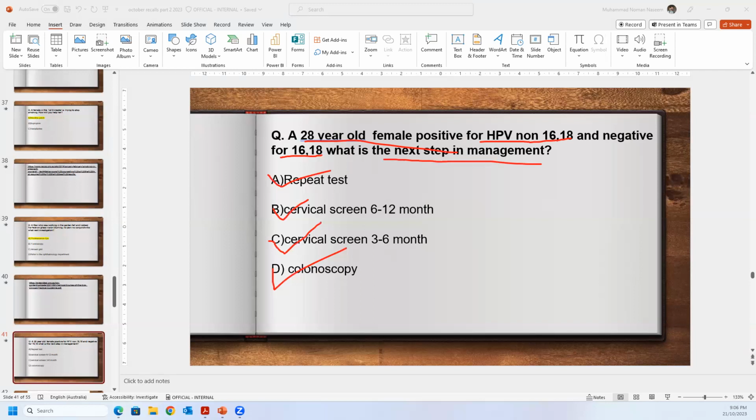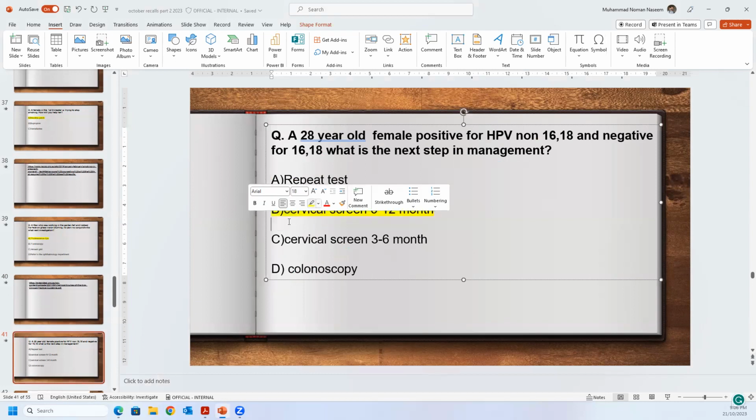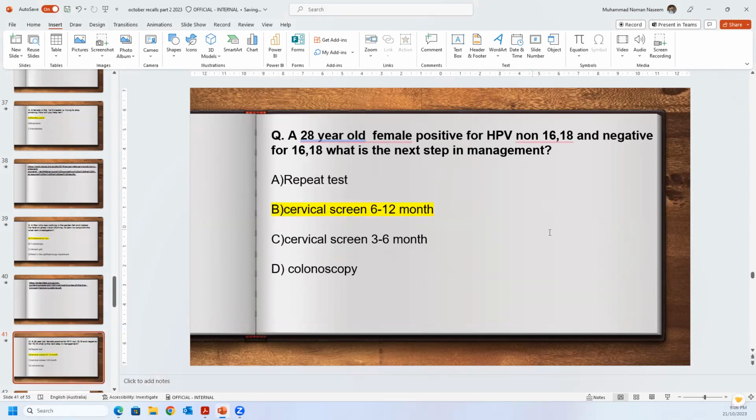Do we do a colonoscopy in the patient with a positive cervical screening test? What do we do? What sort of test do we do if it is persistently positive for very bad bugs? Is it a colonoscopy or a colposcopy? Very good, it's a colposcopy.